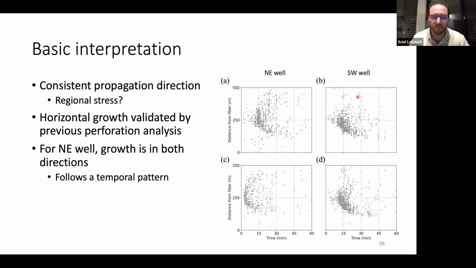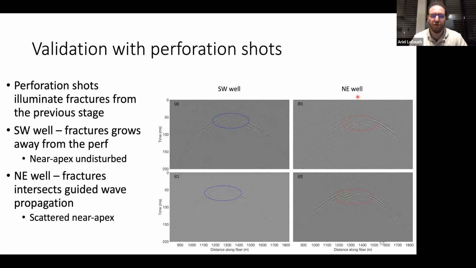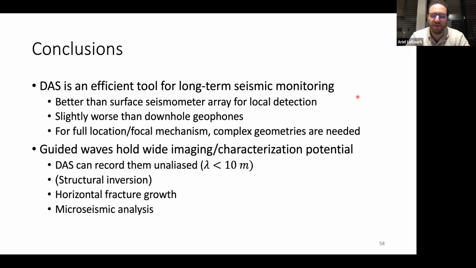I'm slightly running out of time, so let's skip those and jump to the conclusions. I hope I convinced you, going back to the first part of the talk, the vertical arrays, that DAS is an efficient tool for long-term seismic monitoring. It outperformed a local standard surface seismometer array. It was slightly worse than downhole geophones, but I think it's much easier from a practical perspective, for example, not having to lower geophones every time you want to do an experiment.